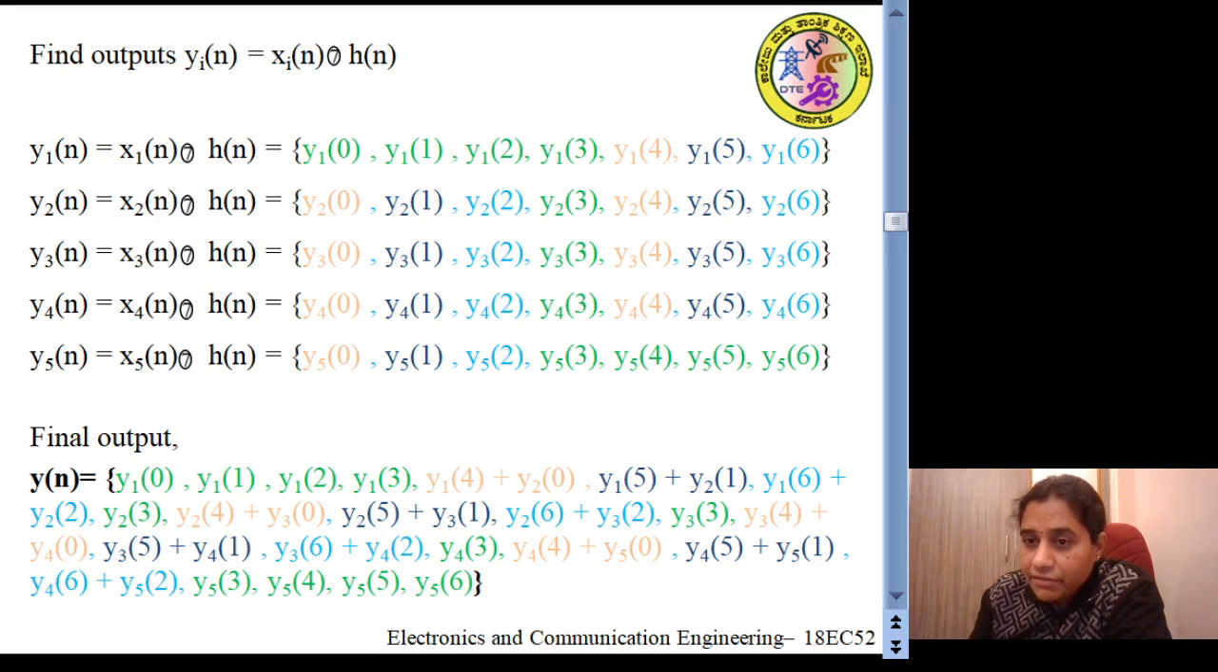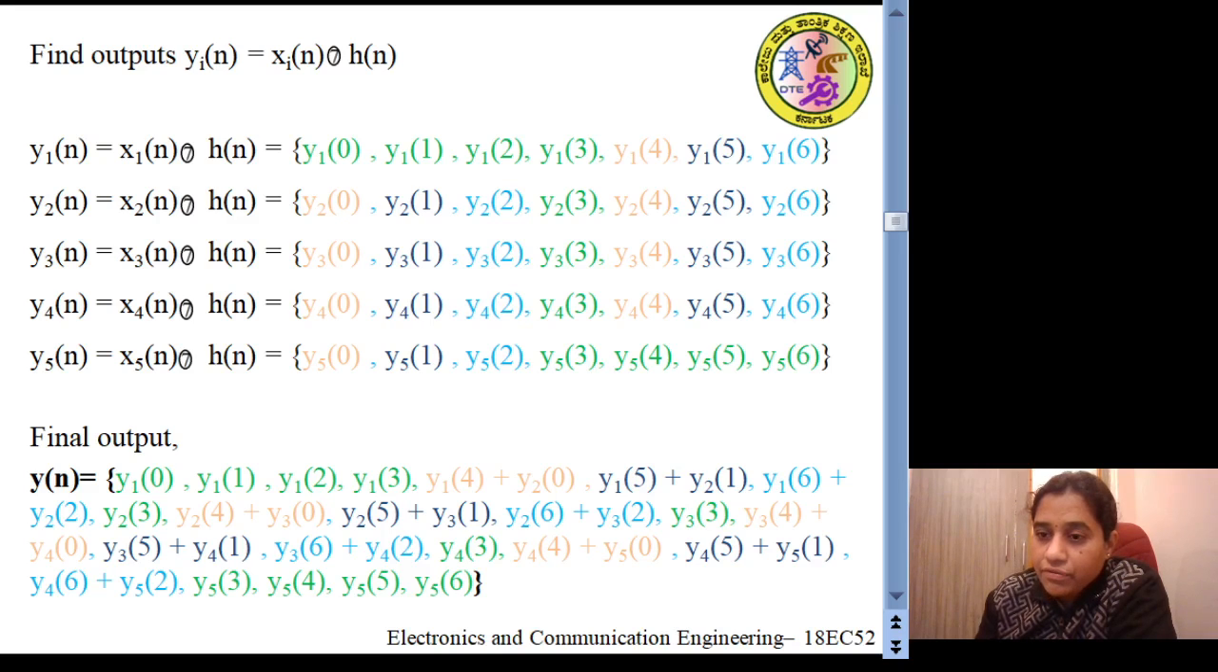Next, we are keeping this as it is, in green color, y2 of 3. Next, we are adding y2 of 4 with y3 of 0, y2 of 5 with y3 of 1, y2 of 6 with y3 of 2. Next, y3 of 3 we are keeping as it is. Next, y3 of 4 is added with y4 of 0, y3 of 5 is added with y4 of 1, and y3 of 6 with y4 of 2. We are keeping y4 of 3 as it is.